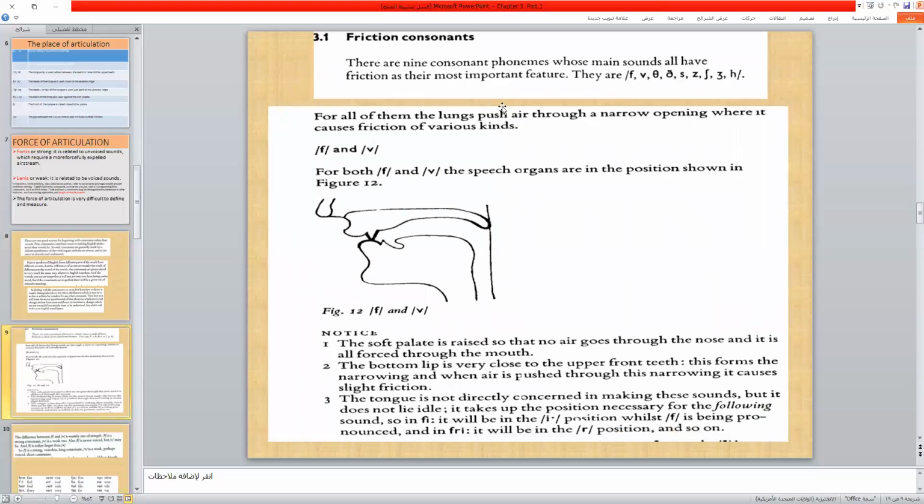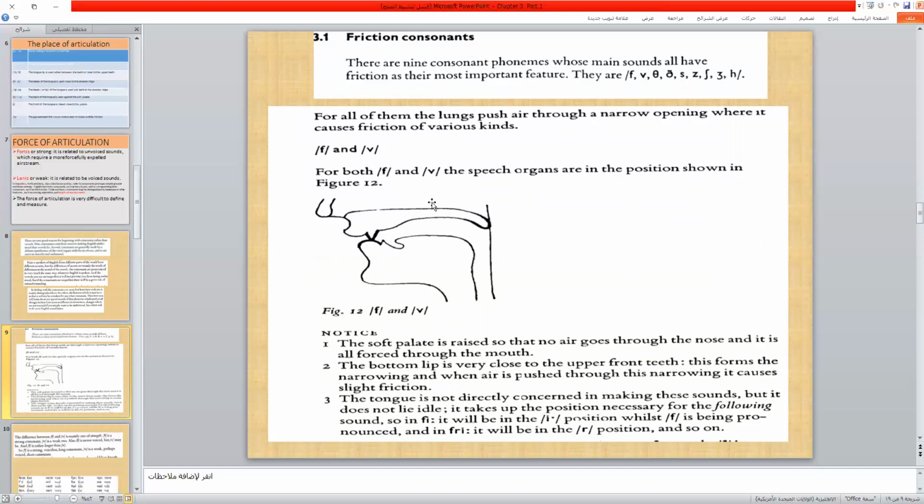Friction sounds are nine consonant phonemes, whose main sounds all have friction as their most important feature. They are f, v, th, th, s, z, sh, zh, and h. For all of them, the lungs push air through a narrow opening, where it causes friction of various kinds. For example, the sounds f and v.